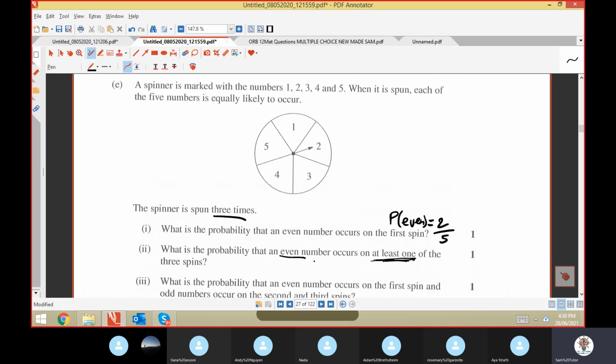Probably an even number occurs on at least one. Like so 1 and then 2 and then 3, or 2 up to 2. Yeah, but the problem is when you're saying at least one, you're spinning it 3 times as well. Spin 1. So probability of none. So yeah, that's better, right? You've got to do it like that, 1, 2, and 3.